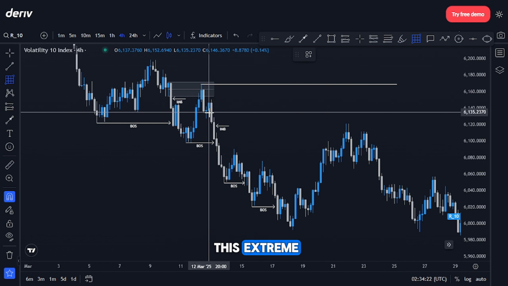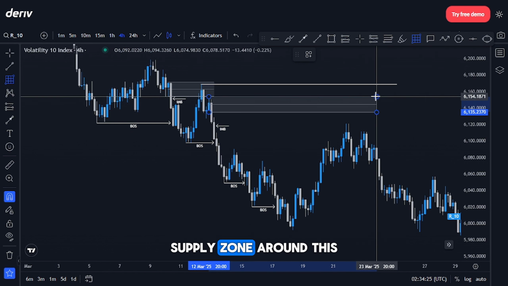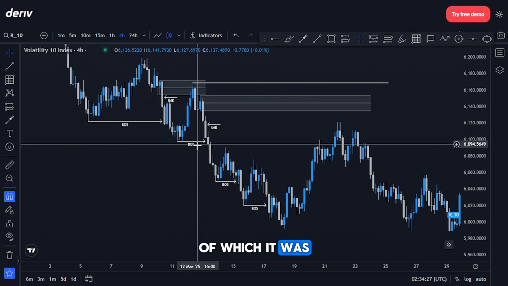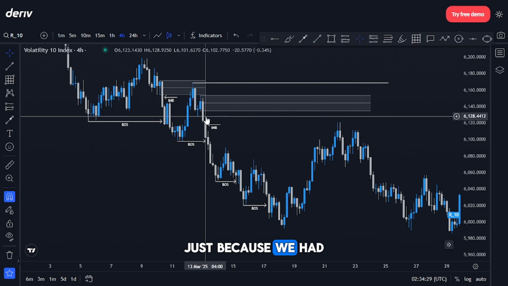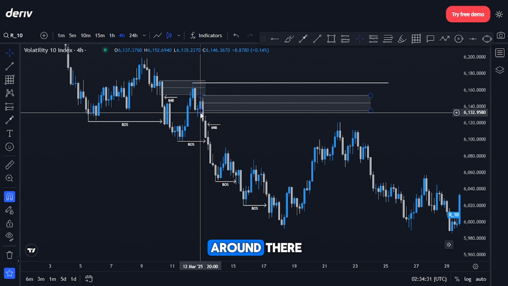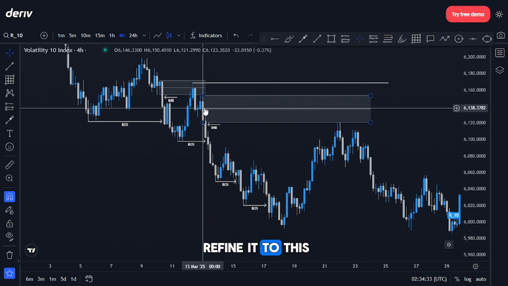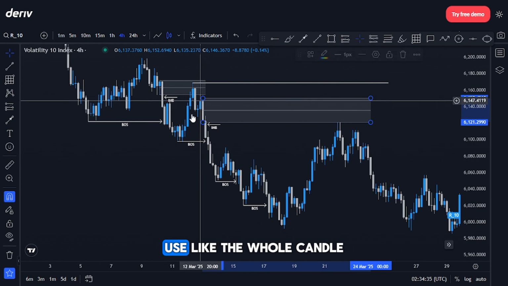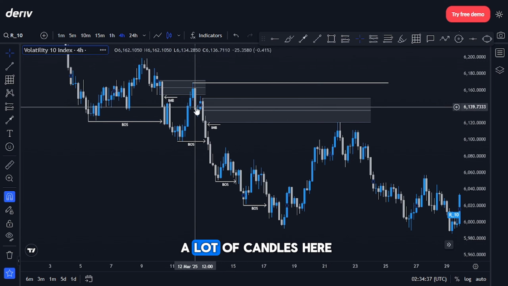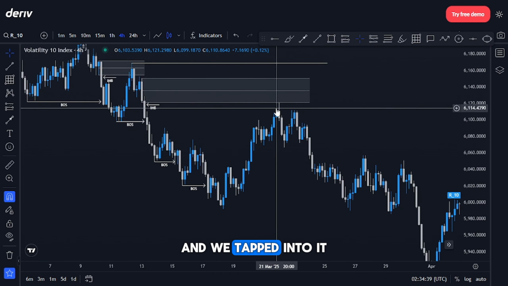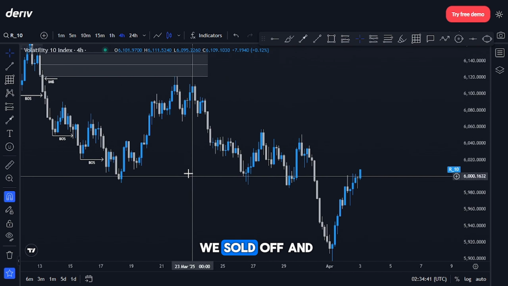And then we have this extreme supply zone around this area here, which was not mitigated, just because we had another fair value gap around there. So you can just refine it to this order block here. Use the whole candle, just because there are a lot of candles here, and we tapped into it. Then that is when we sold off.